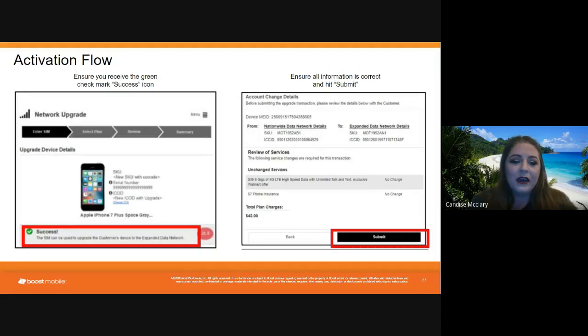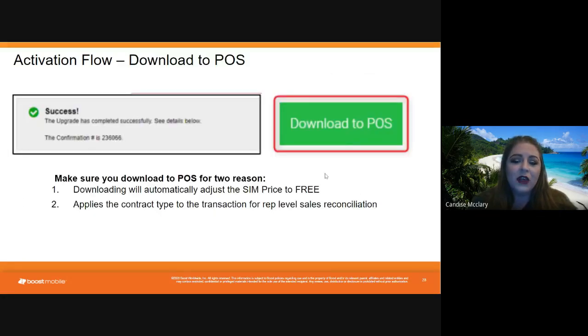You'll go ahead and just finish your normal activation flow as you guys are normally familiar with, and then you'll hit submit. At this point, you'll then want to download to POS. This is extremely important, guys, because this is what's going to help adjust the SIM price to free and make sure that we're still depleting the SIMs from your inventory so that there's an accurate count, okay?